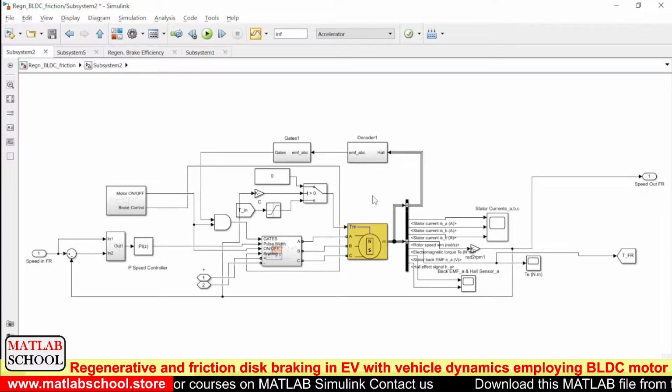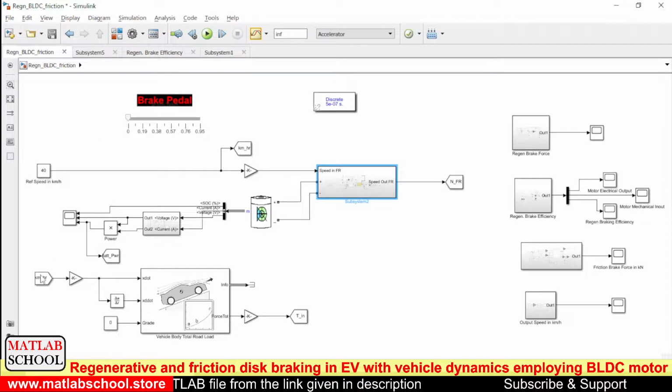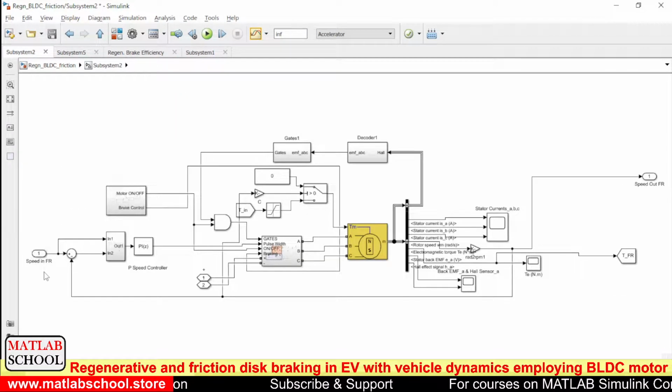Okay, so when the width of the pulse is reduced, obviously the motor will receive a lower voltage. This is based on the speed input. So here we have the reference speed. It is coming from the previous input. Okay, so this is the reference speed.